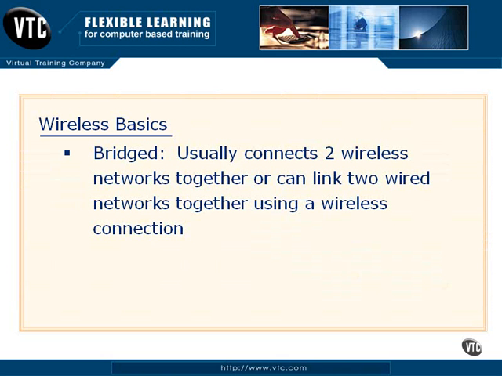The third type that we'll talk about is a bridge network topology. Now, a bridge topology normally connects two wireless networks together, or it can link two wired networks together using a wireless connection. Let me give you a quick example. Suppose that we have a wired network in one building and another wired network in another building, and those two networks need to talk. But we may not have the ability to run a wire between those two networks. So what we may do is connect both those wired networks to two wireless access points and have those two wireless access points talk to each other. So that effectively extends those wired networks to each other.